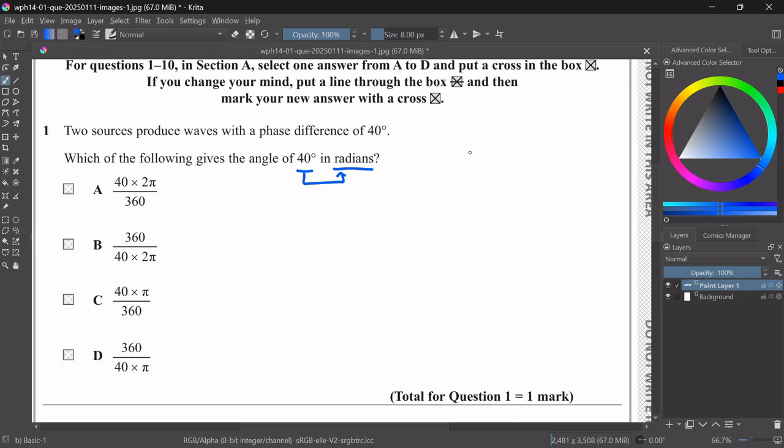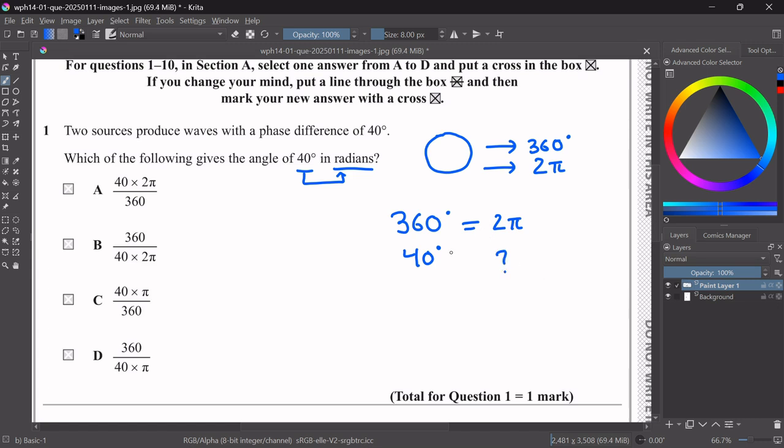So it's very simple. First, we need to know, or we already know, that a circle is what? 360 degrees, right? Or in radians, it is 2 pi, okay? Now we can use cross multiplication. So we will say that 360 degrees is 2 pi, okay? So if I want 40 degrees, how much will it be in radians?